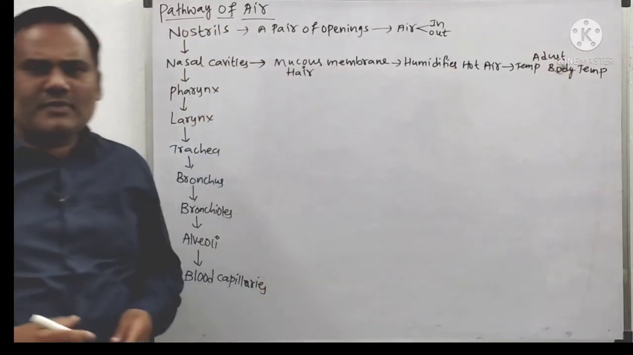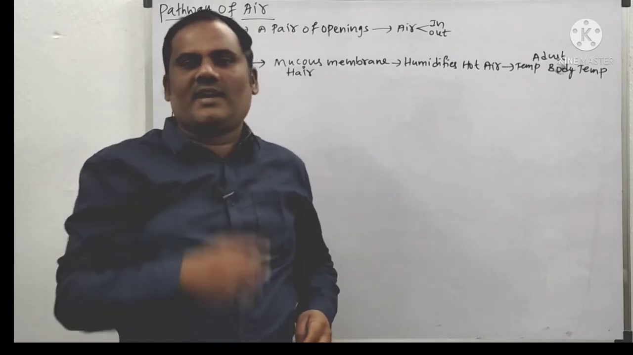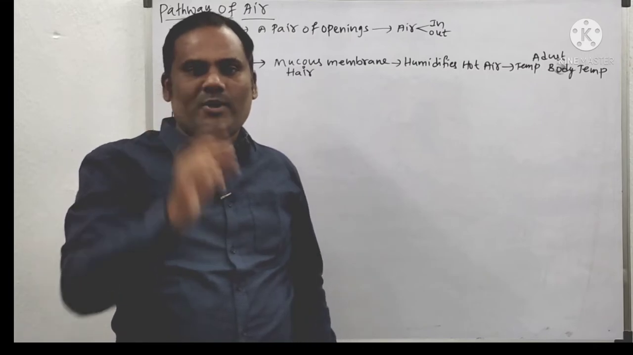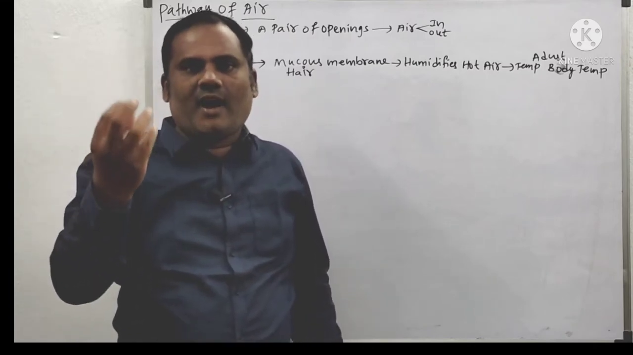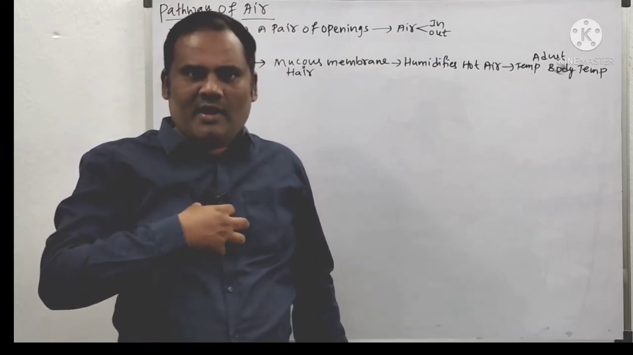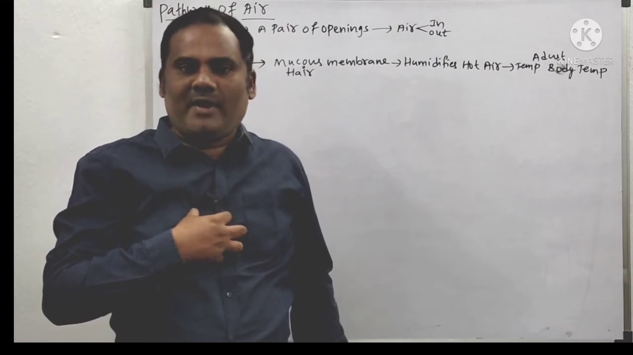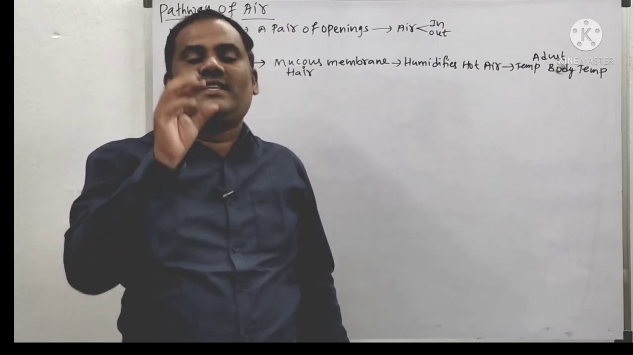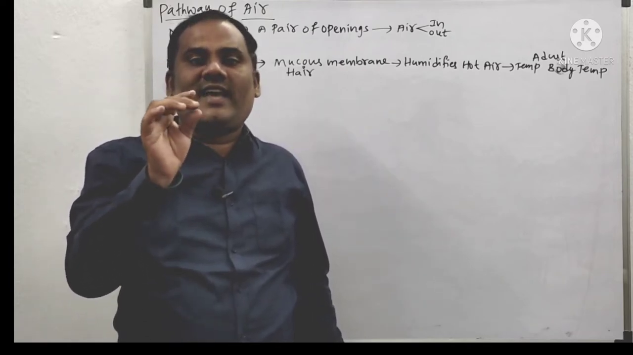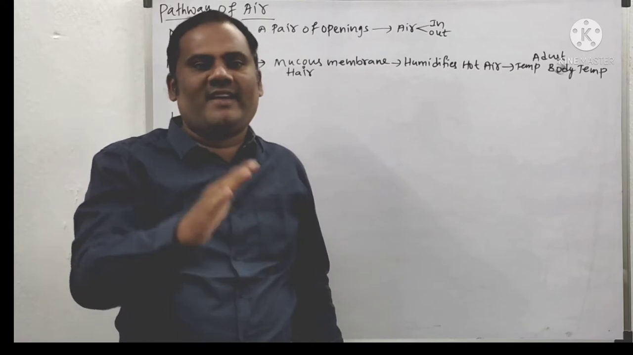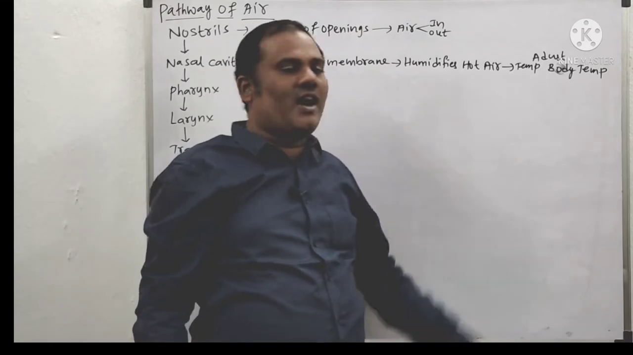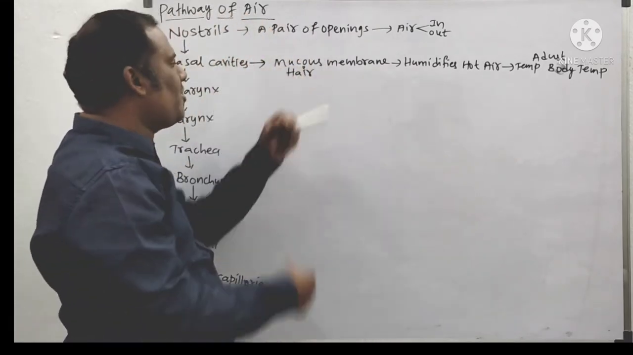Let me explain. The mucous membrane is present inside the nasal cavities, and it consists of a sticky substance called mucus. When the outside air is very hot and enters your nose, what happens? If that hot air directly entered your lungs, your lungs would get damaged. To overcome that problem, the air goes and sticks to the mucous membrane. There it gets cooled down and adjusts according to our body temperature. So that is called humidification of hot air. It is done by whom? The mucous membrane.